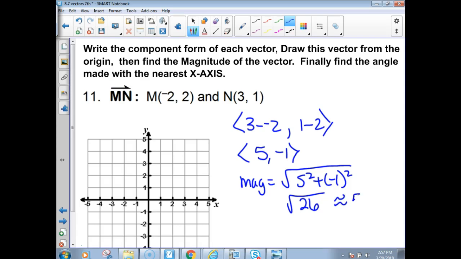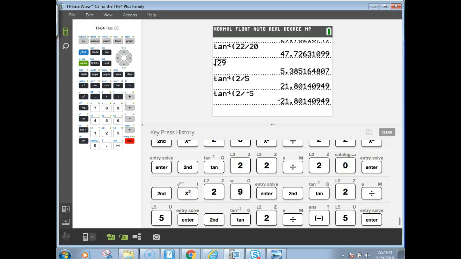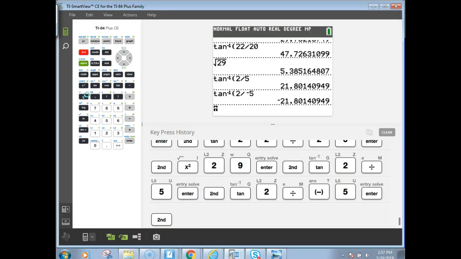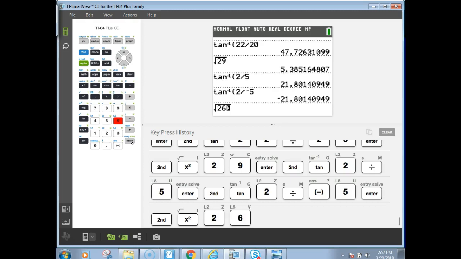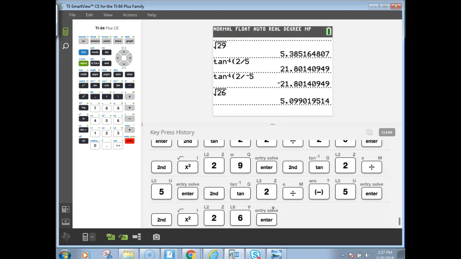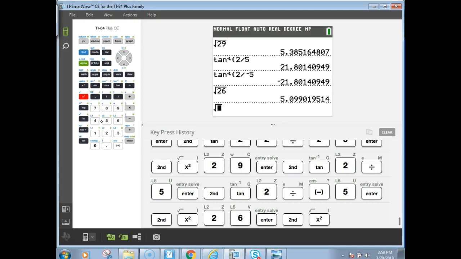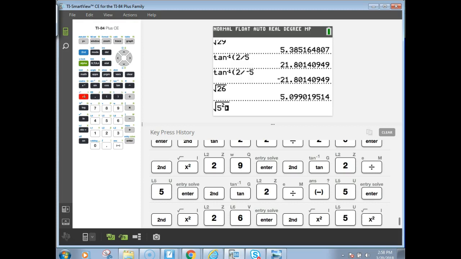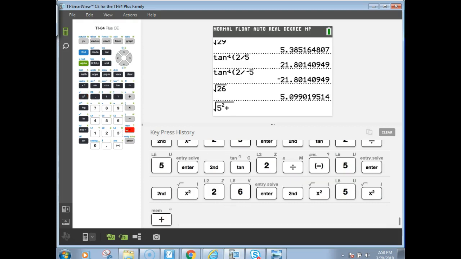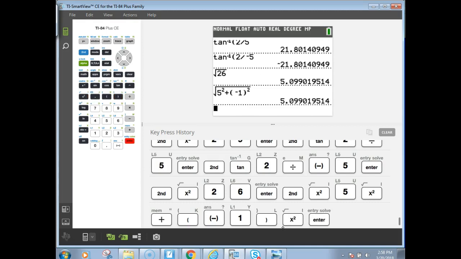And that's going to be about 5.1, which I'll double check. Yep, 5.1. Now, if you were typing it all at once, some of you have had trouble with doing the distance formula, which is what this basically is. If you're going to put in that -1, you got to close parentheses around it and square it. And you'll get it right.